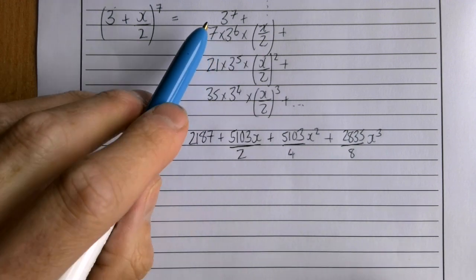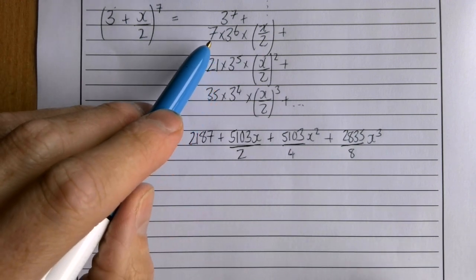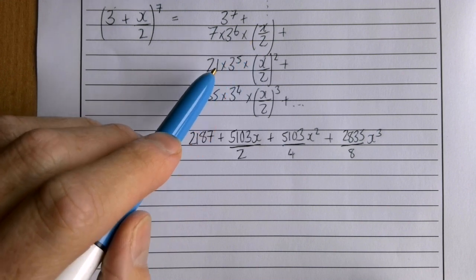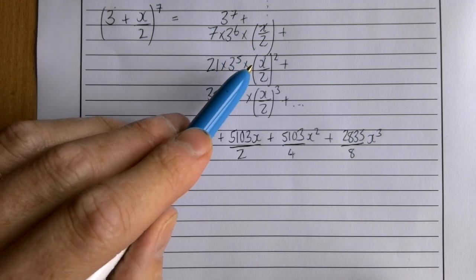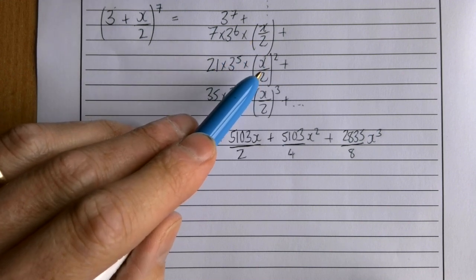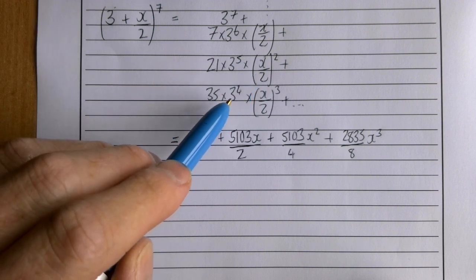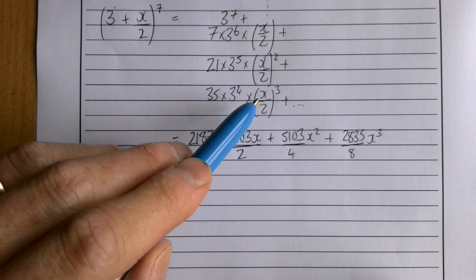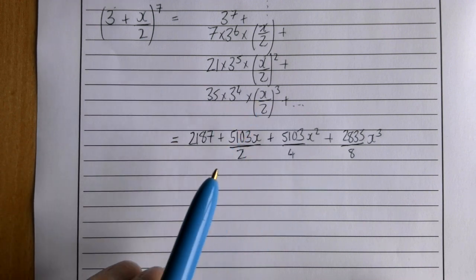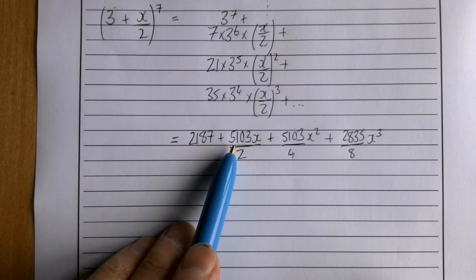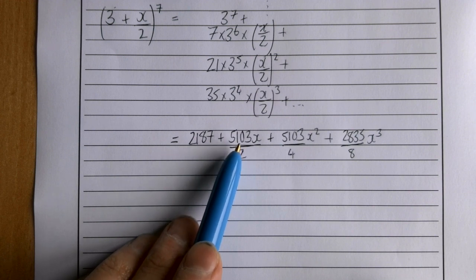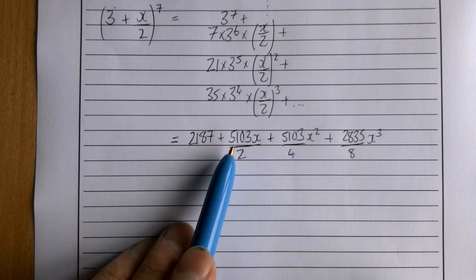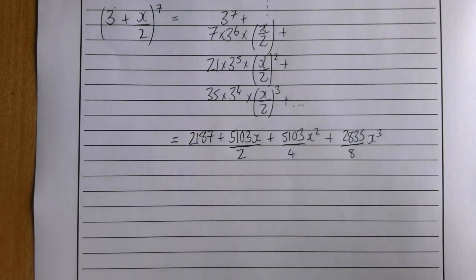Okay, so I've plugged in the numbers, so I had 7 times 3 to the power of 6 times x over 2, 21 times 3 to the 5 times x over 2 squared, which is x squared over 4, and 35 times 3 to the power of 4 times x over 2 cubed, which is x cubed over 8, and I get this. And with these terms here, it doesn't matter whether you write it as 5103 over 2x or 5103x over 2, same thing, okay? So that was the answer to that one.